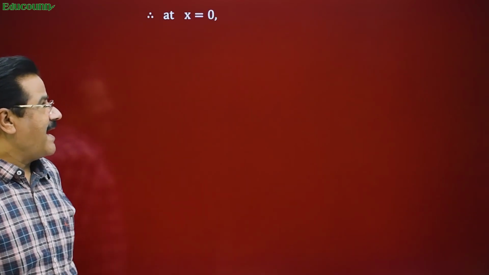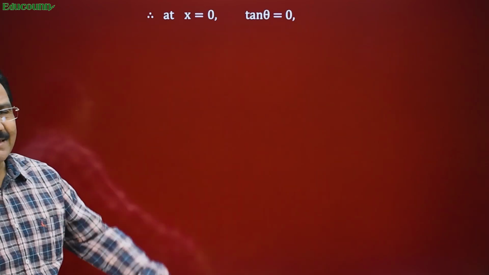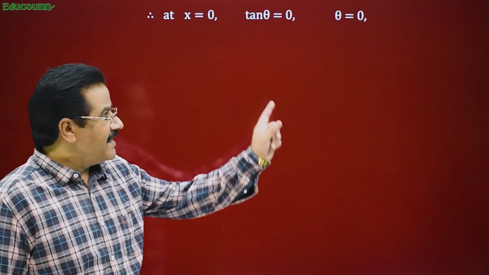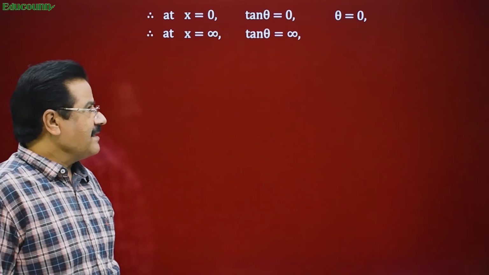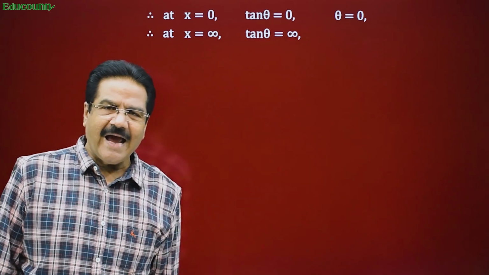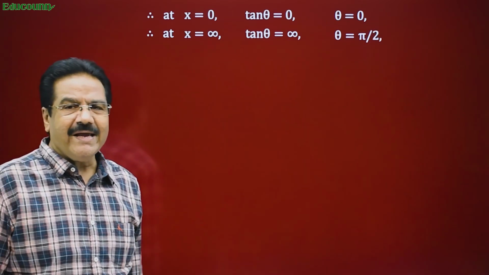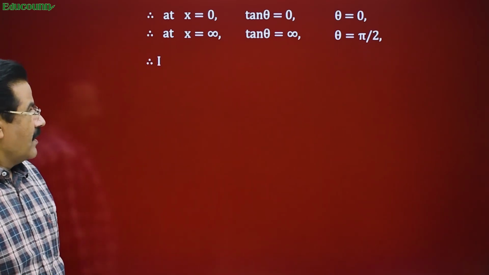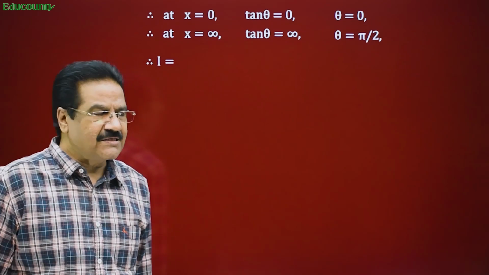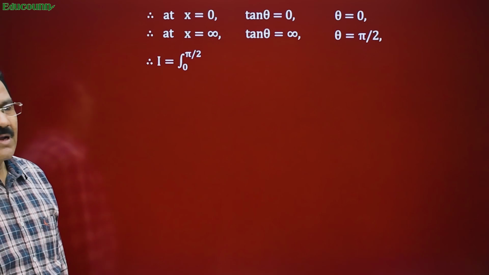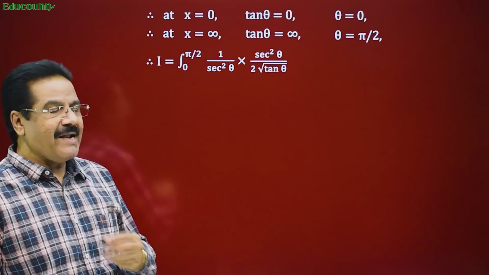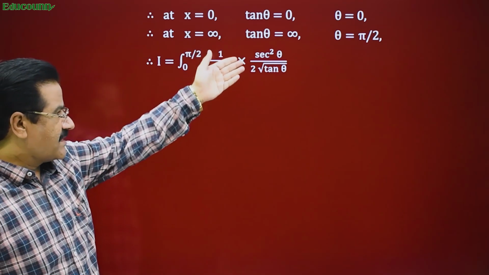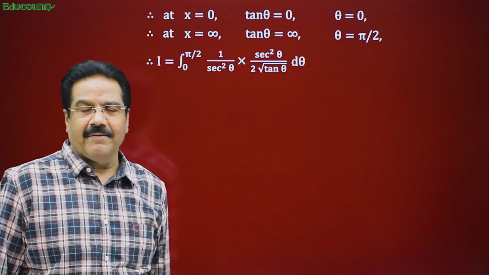Now we also have to change the limits of integration. At x equal to 0, we get tan theta equal to 0, and therefore theta is equal to 0. At x equal to infinity, we can write tan theta equal to infinity. We know that tan pi by 2 is infinity, and therefore we get theta equal to pi by 2. So now let us take the new limits. Integration 0 to pi by 2. Replace 1 plus x raised to 4 by sec square theta, and dx by its corresponding term, sec square theta upon 2 root tan theta d theta.